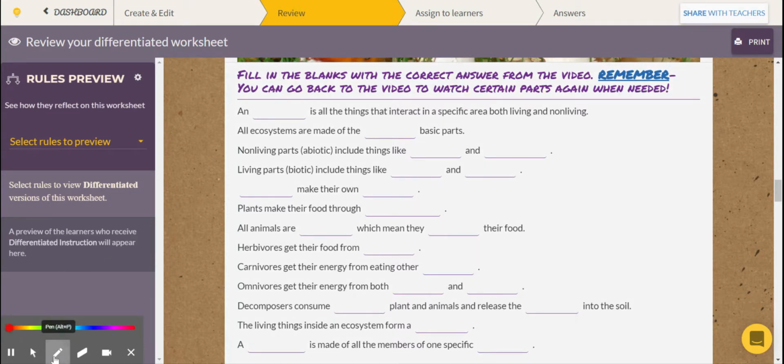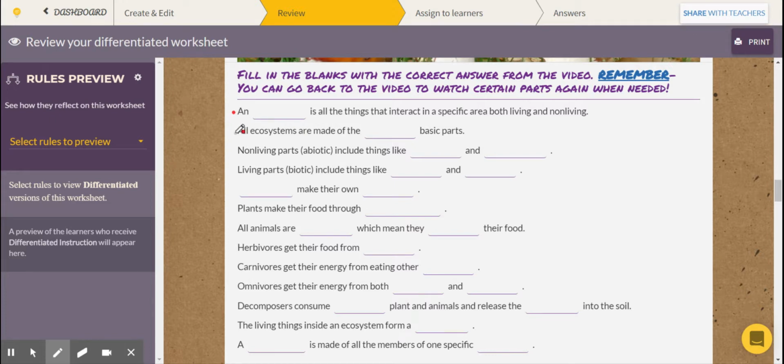So the first thing that you have is the first question where it says, in blank is all the things that interact in a specific area, both living and non-living. So you should remember that, okay, we have living and non-living. Interact means that they work together or they come in contact with each other. So as you're listening, think about maybe what word is where or what happens when these things interact.